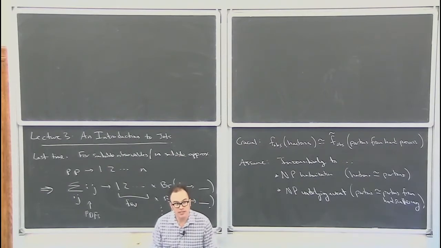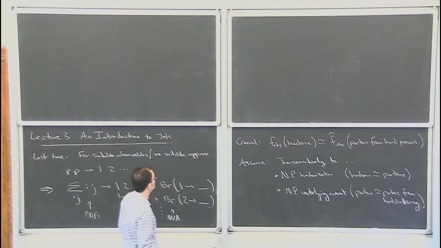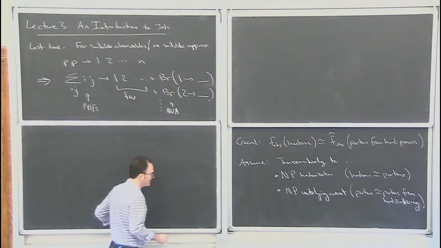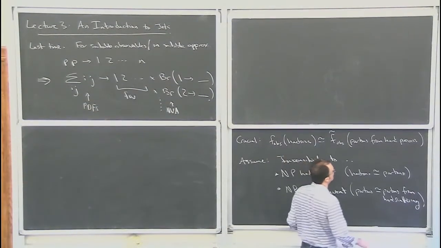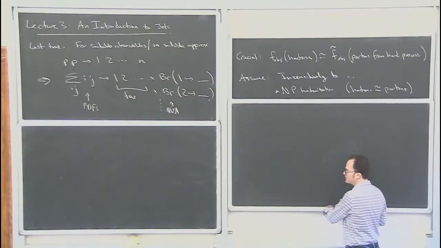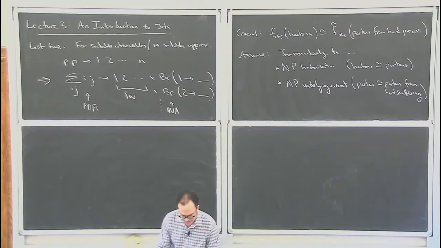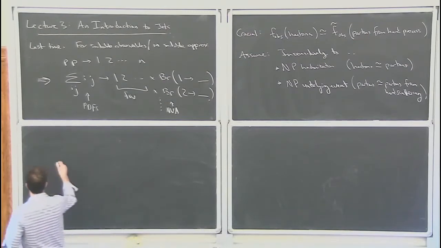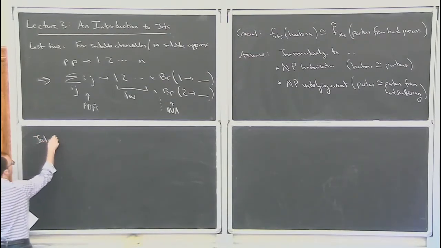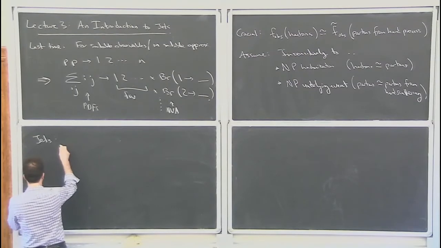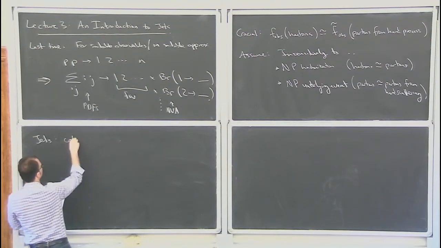OK, so what we're going to be doing today is talking about jets. And jets are the manifestation in the infrared of short distance quarks and gluons. And more generally, what is a jet? Well, jets are really two different things. I'll come back to that in just a second. But at a colloquial level, jets are collimated sprays of hadrons.